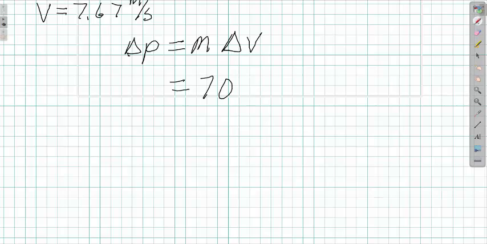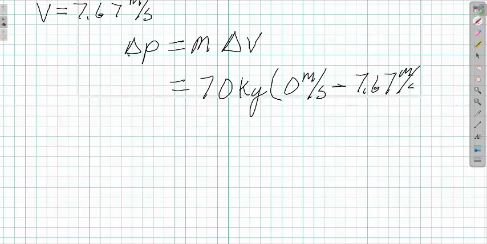Alright, we need a little bit more room here. Okay, so what is impulse? Impulse, delta P, is going to equal mass times delta V, correct? So our mass is going to equal 70 kilograms times our change in velocity, so 0 meters per second minus 7.67 meters per second. We're going to have an impulse equal to a negative 537 Newton seconds. Now this is negative because it's going in the negative direction.